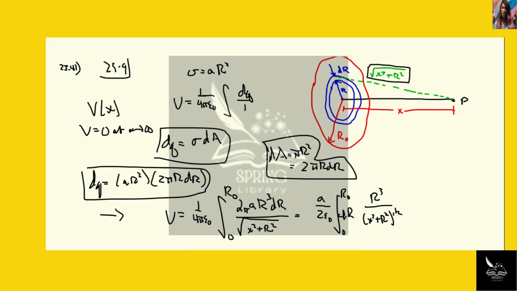Okay, so now comes the tricky part where we take x squared plus r squared to equal u squared and do the substitution. From this we should see that 2u du equals 2r dr, so dr equals u over r du.